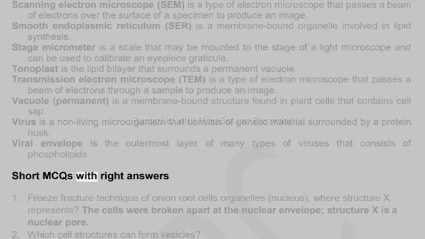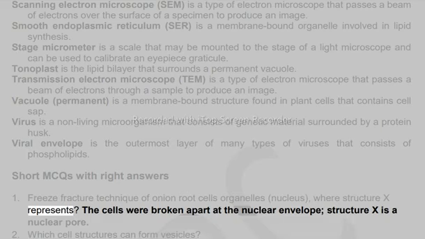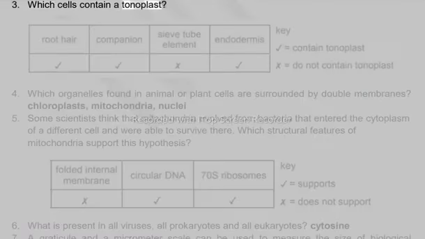Short MCQs with right answers. 1. Freeze fracture technique of onion root cells organelles, nucleus, where structure X represents. The cells were broken apart at the nuclear envelope, structure X is a nuclear pore. 2. Which cell structures can form vesicles? 3. Which cells contain a tonoplast?